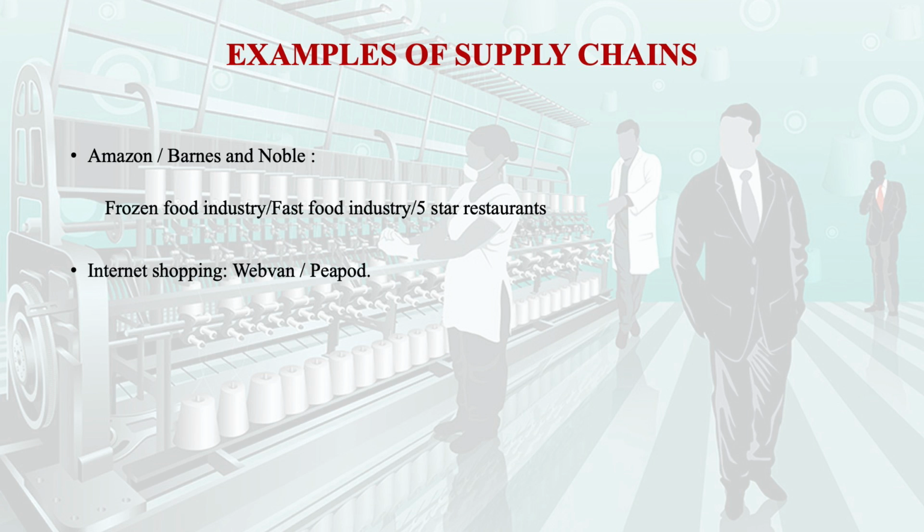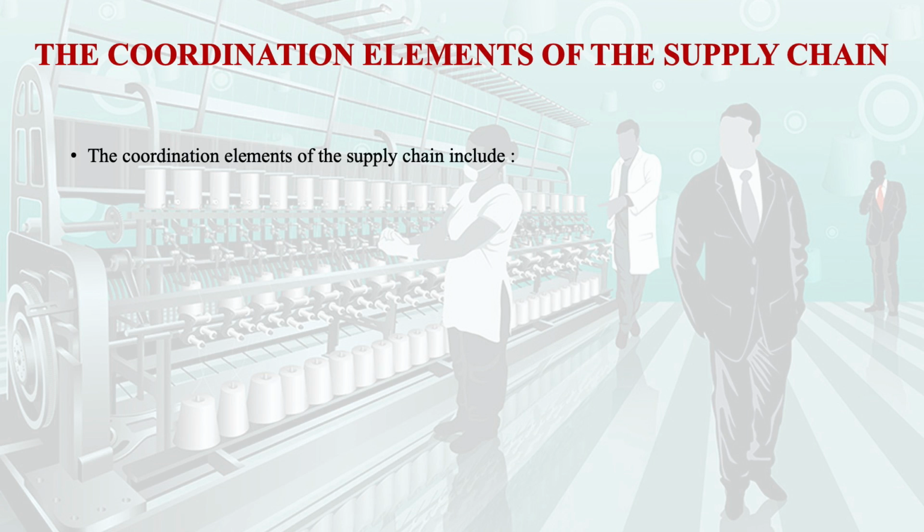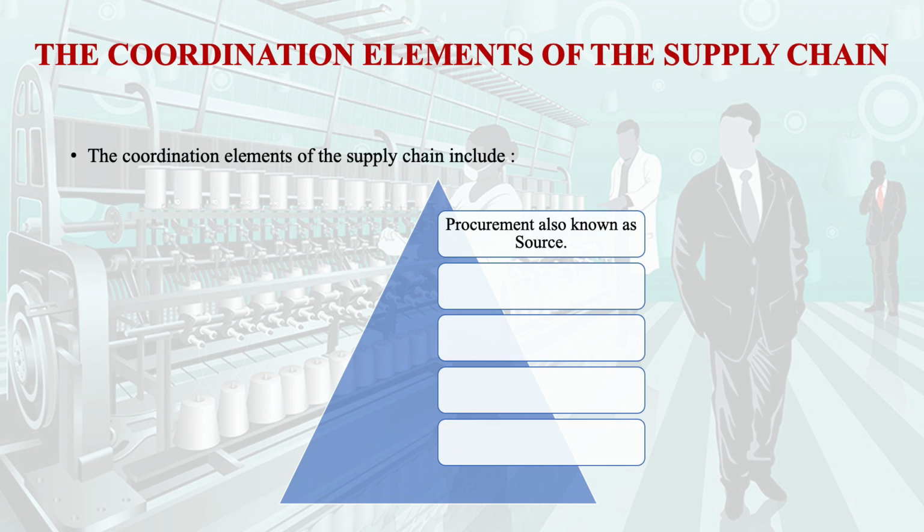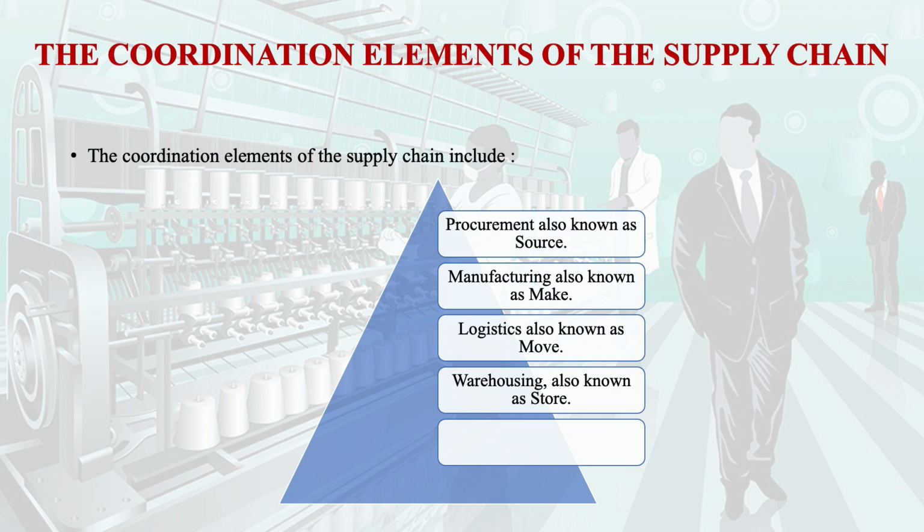Now, what is in the supply chain? In the supply chain, there is an element of coordination, that is procurement, manufacturing, logistics, warehouse and the market. So there is a need for coordination among the elements: procurement, known as resource; manufacturing, known as make; logistics, known as move; warehousing, known as store; and market, known as sale point.